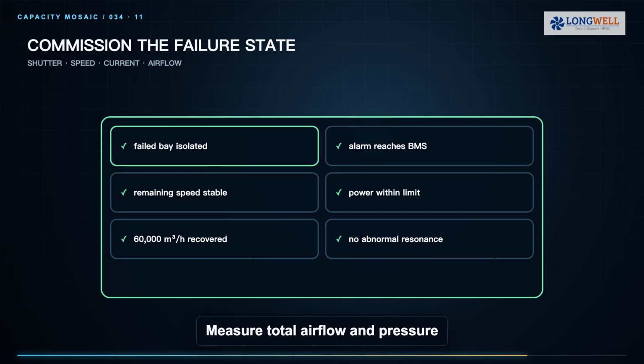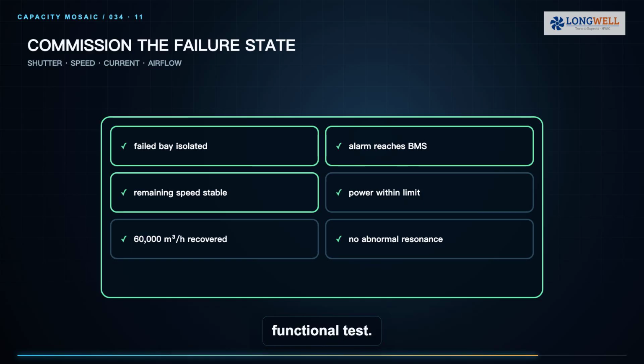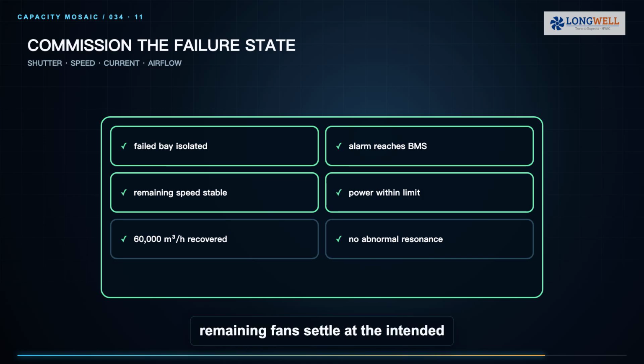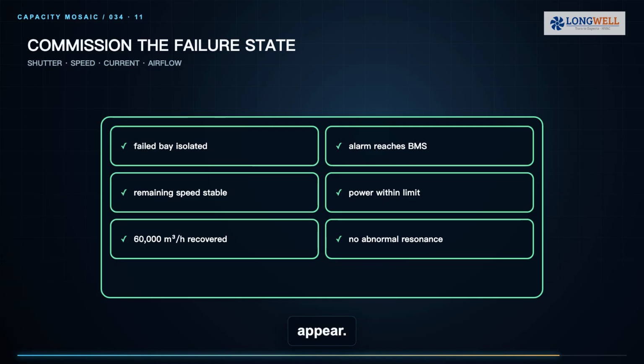Commission both states. Measure total airflow and pressure with all commanded fans available, then run the approved one-fan-unavailable functional test. Confirm the failed bay isolates correctly, alarms reach the BMS, remaining fans settle at the intended speed, current and power stay within limits, airflow recovers, and vibration or resonance does not appear. Record which fan was unavailable and rotate test duty if the control strategy equalizes operating hours.